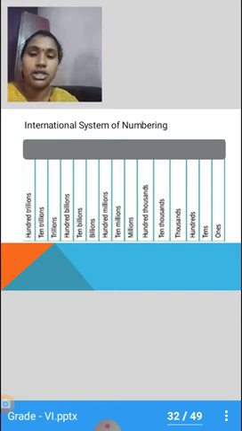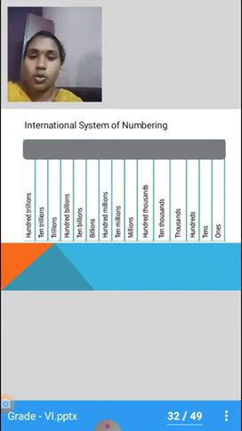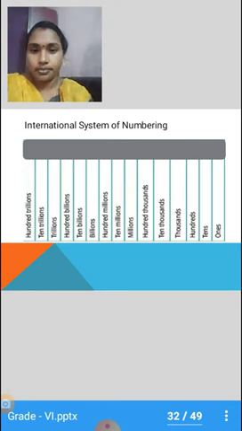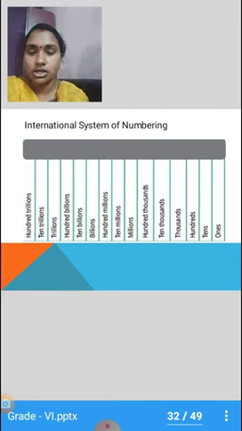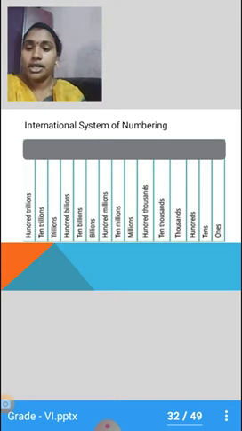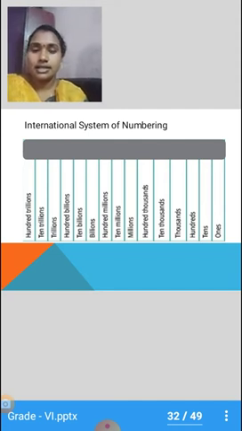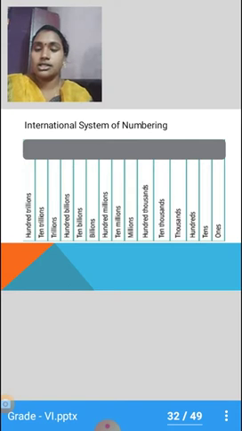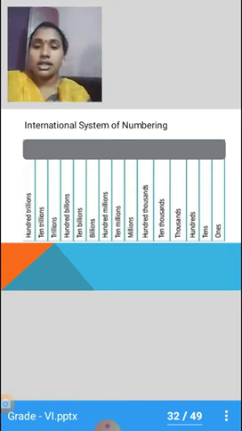Repeat it once more. Ones, tens, hundreds, thousands, 10,000s, 100,000s, millions, 10 millions, 100 millions, billions, 10 billions, 100 billions, trillions, 10 trillions and 100 trillions. So this is the tabular column that represents the international system of numbering. Okay, children?